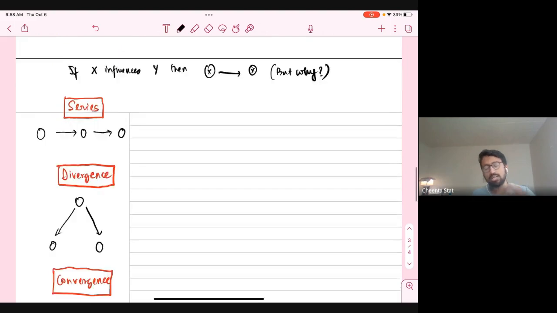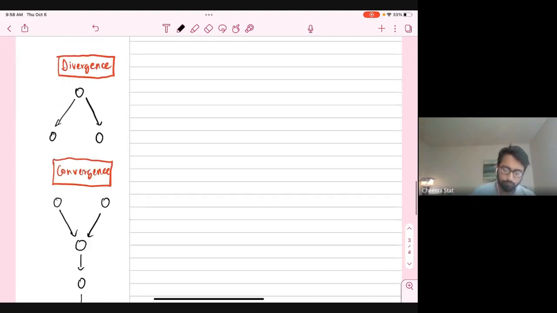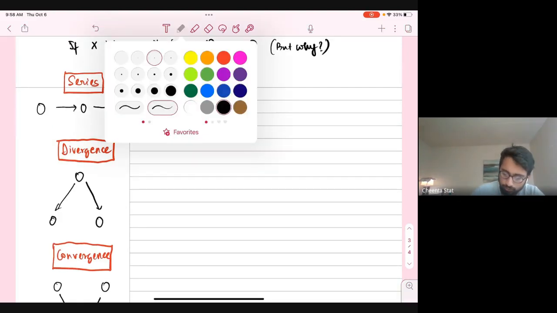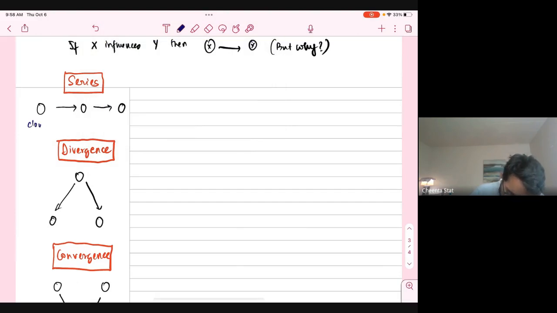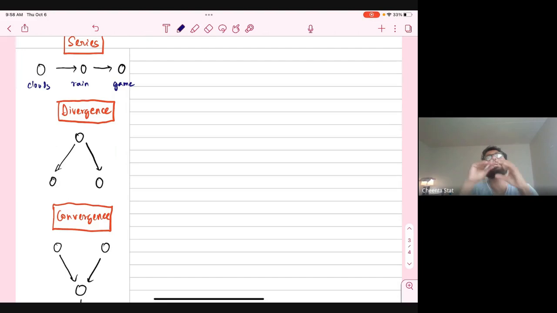Usually, the graphical model idea was first used in medical science, because of the flow of symptoms and diseases. So one example can be like this. Here we gave an example of clouds, rain, and game status. Let's take a similar example here. Something implies two different things.